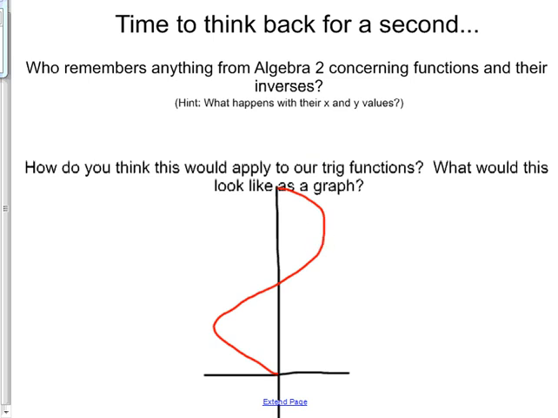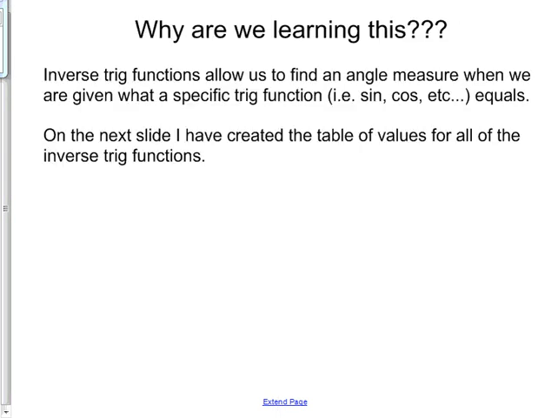We're going to essentially cut the values out so that you're only looking at a graph like this. So now it would pass a vertical line test. What this allows us to do is find an angle measure when given a specific trig function value.